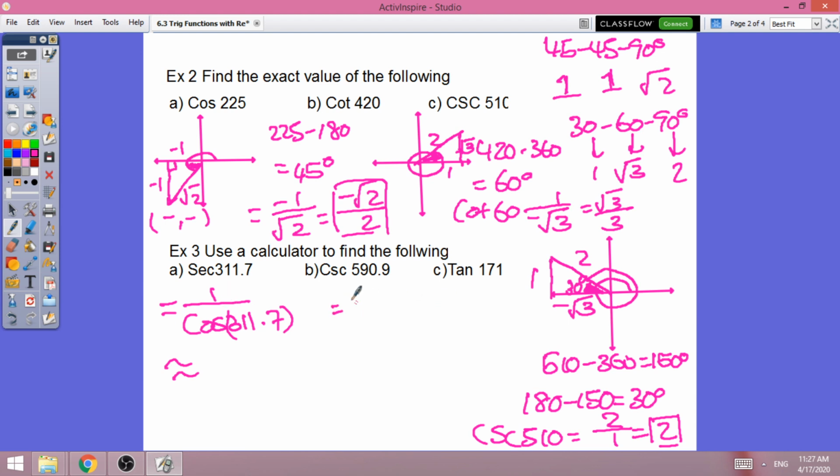This one's similar: there's no such button for cosecant. On the calculator, you want to put in 1 over sine of 590.9. Whatever that is, just write it down. And tangent is quite simple, so tangent of 171. If it's asking for cotangent, you want to take 1 over tangent of 171. Okay, so now let's see what else we have for the rest of the slides.